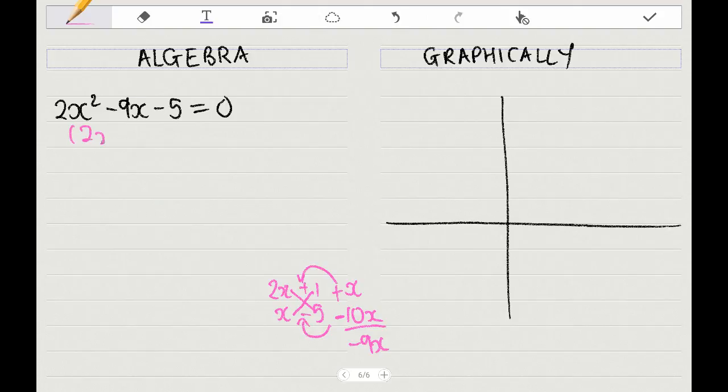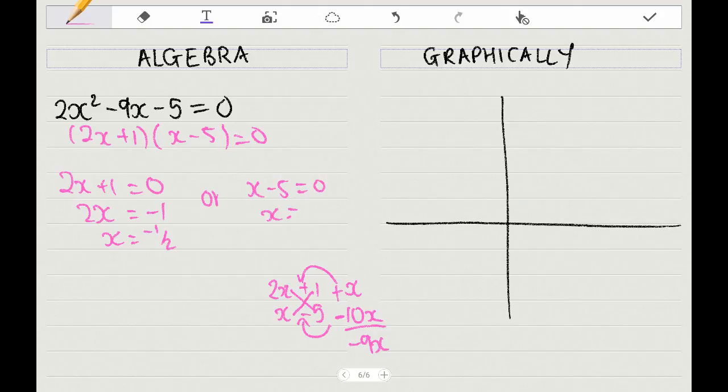So this here is 2x plus 1 times x minus 5 is equal to 0. So 2x plus 1 is equal to 0. So 2x is equal to minus 1, and x is equal to minus a half. Or x minus 5 is equal to 0, which means x is equal to 5. So if we have to draw this, we have minus a half and 5, and our parabola would look something like that.